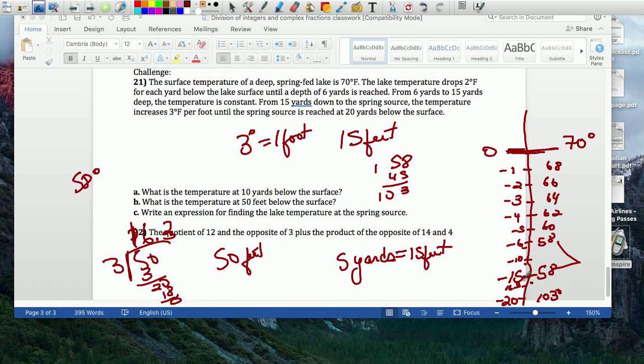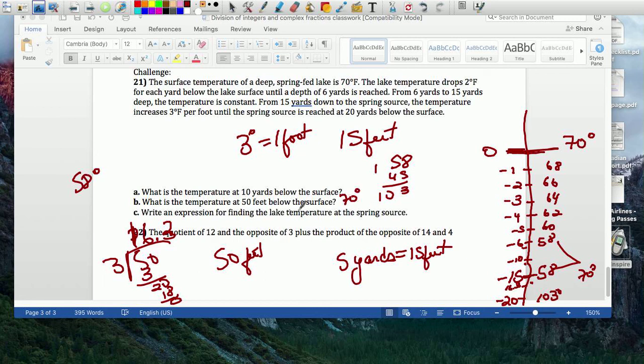And from 15 to 16, it's 1/3 of a yard, so that's going to be 4 feet. And 4 feet times 3 is going to be 12. 58 plus 12 is going to be 70 degrees. Okay, the answer is 70. I'll try to show this better tomorrow.